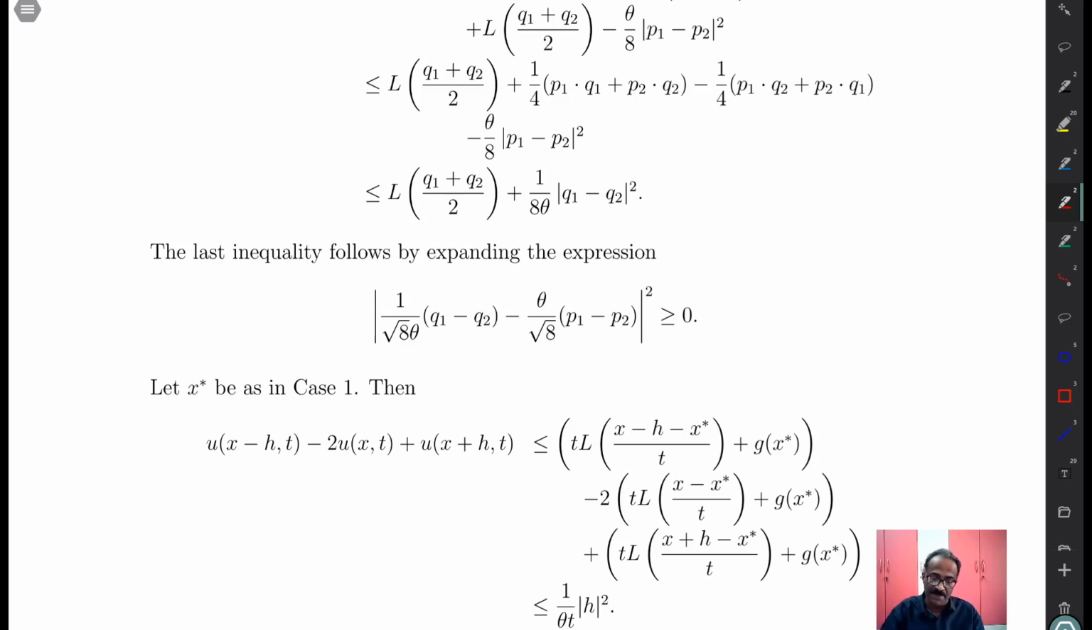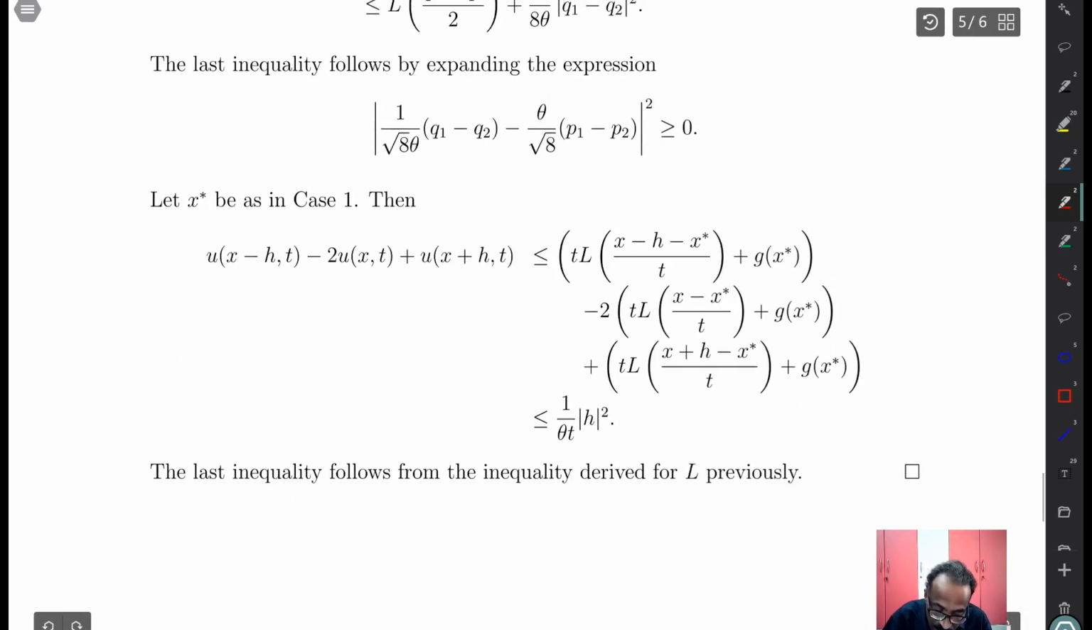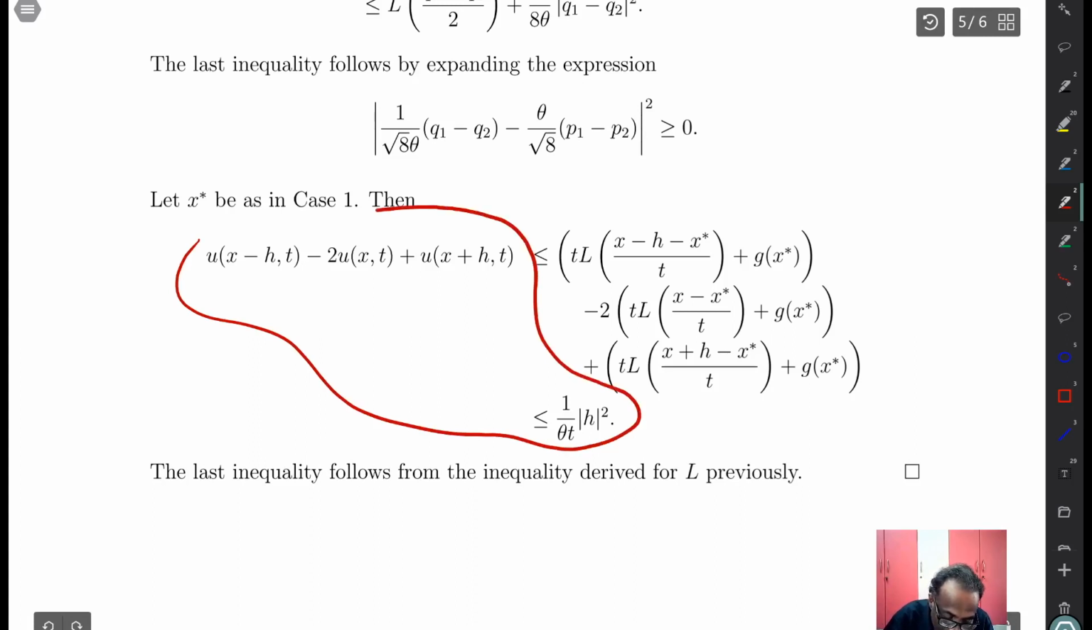But for this, I am giving the proof here. You prove this for each t. So you have the last inequality derived for L previously from here, and you have the inequality which is semiconcavity. You have proved it. The constant of course depends on t in general, because you are proving semiconcavity with respect to the x variable.